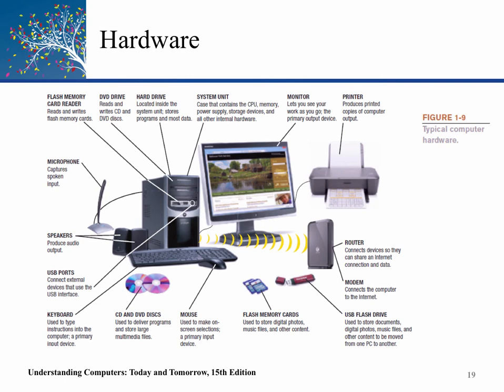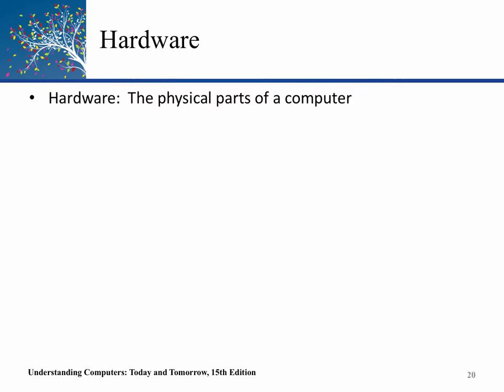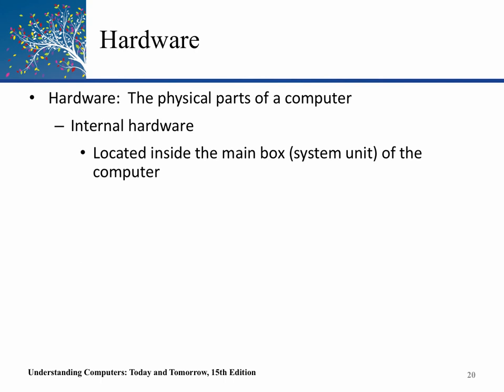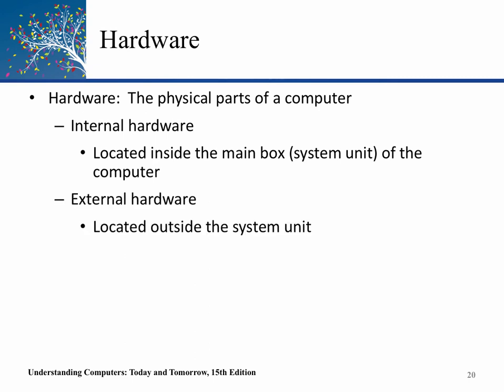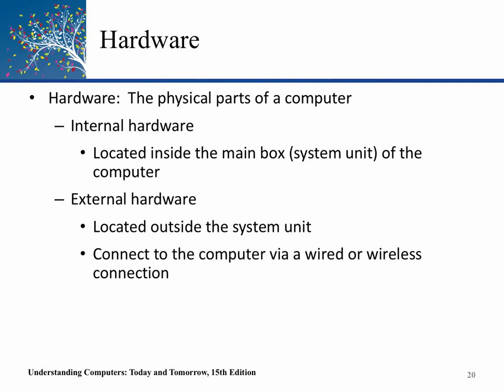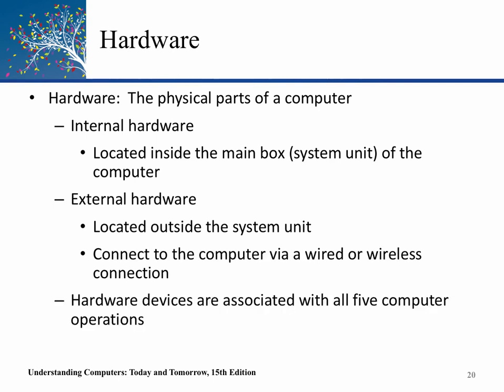So now let's talk about hardware. Hardware is the physical part of a computer. The internal hardware is located inside of the main box or the unit of the computer. External hardware is located outside the system. It connects to the computer via wire or wireless connections. Hardware devices are associated with all five of the computer operations.